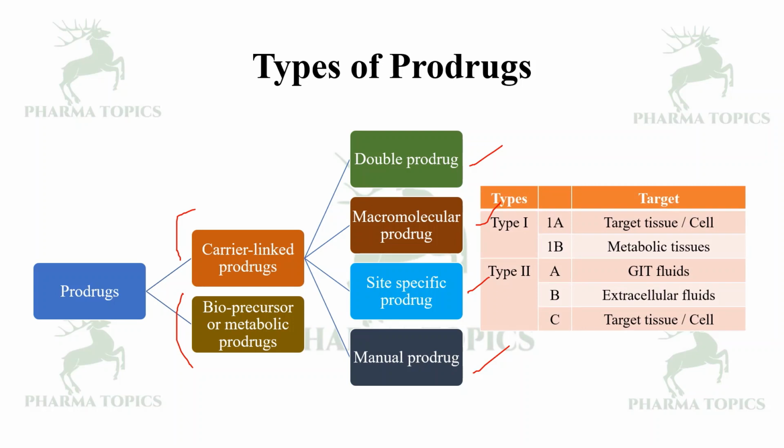There is another classification. It classifies as type 1 and type 2. In type 1, there are two subdivisions: 1A, where it targets site-specific therapy, and 1B, where it gets metabolized. Type 2A targets the GIT fluids. Type 2B is a prodrug strategy designed for extracellular fluids. And type 2C is for target tissue or cell.